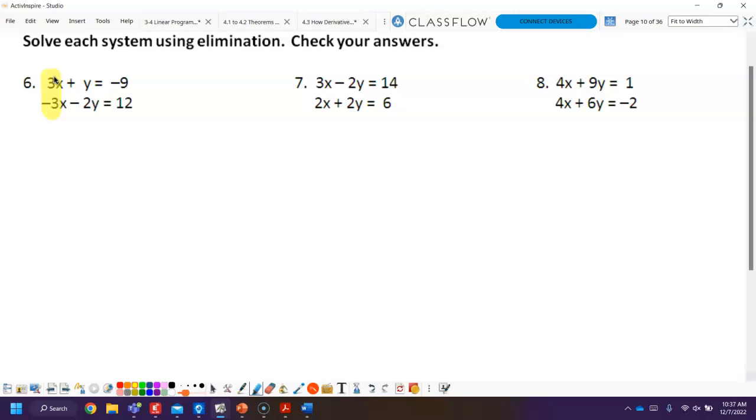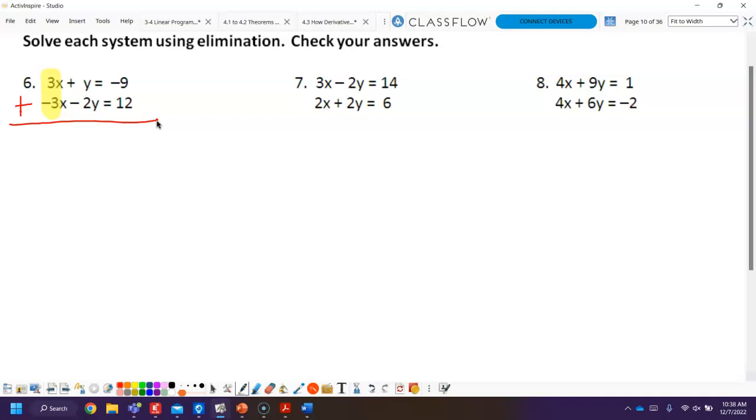So if I were to add these equations together, 3x and negative 3x are considered additive inverses. When I add them together, they equal 0. So what I want to do is add my 2 equations together. So when you add them together, you add straight up and down. So you add x's to x, y's to y's, numbers to numbers. So 3x plus negative 3x is 0, because they're additive inverses.